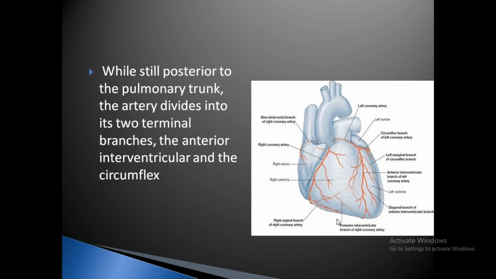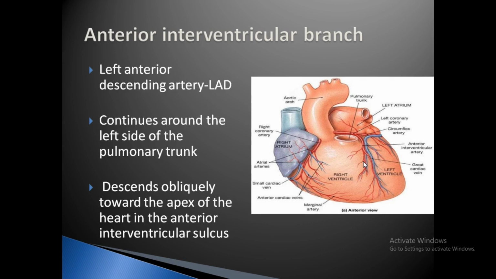Now you can see the two main branches of the left coronary artery, that is the circumflex branch and the anterior interventricular branch of the left coronary. This is the anterior interventricular branch of the left coronary artery. First of all, we'll discuss the anterior interventricular artery. This is the anterior interventricular artery, also called the left anterior descending artery or the LAD.